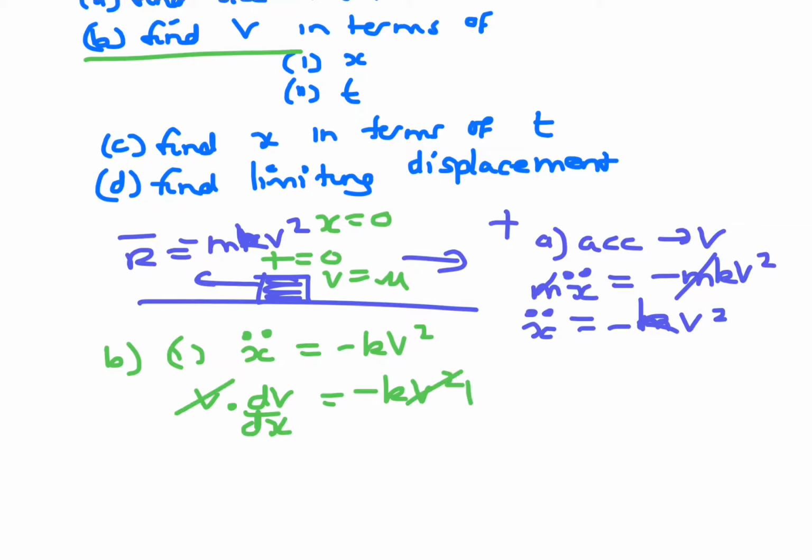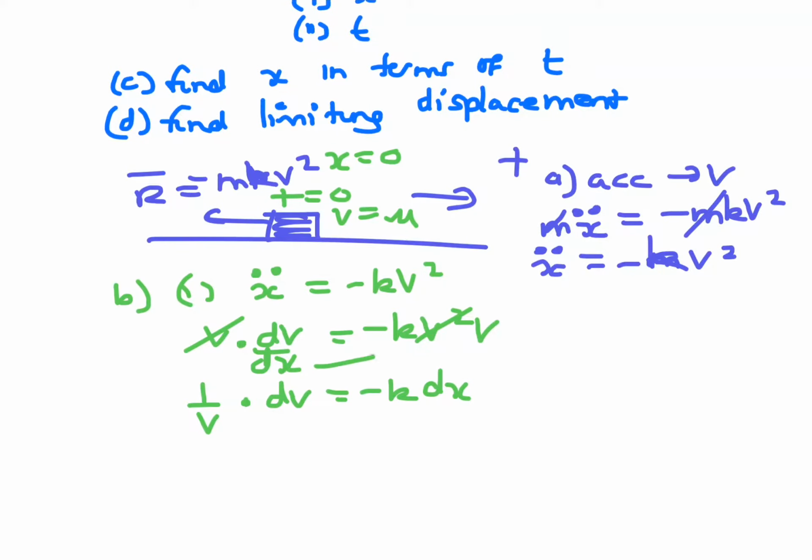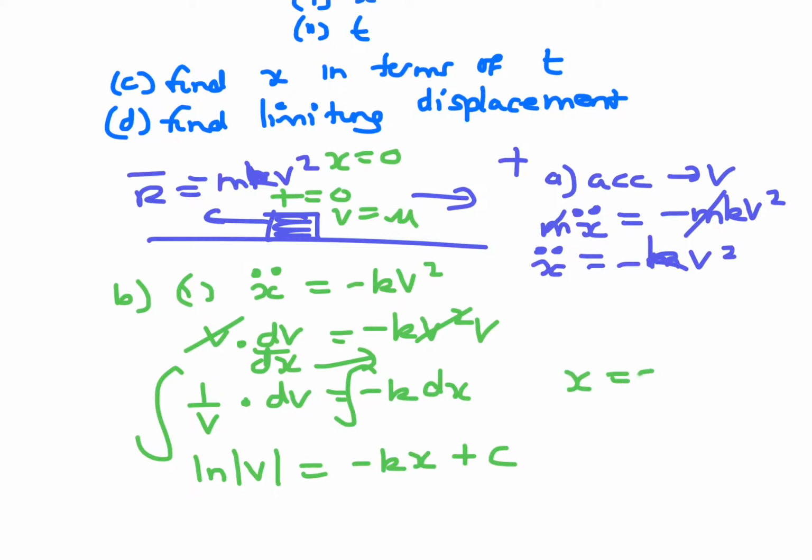Cancel the v out, divide by the v, equals minus k dx. So that's moving to there. So now we're going to integrate it. So we get ln v equals minus kx plus c. So x equals 0, v equals u.